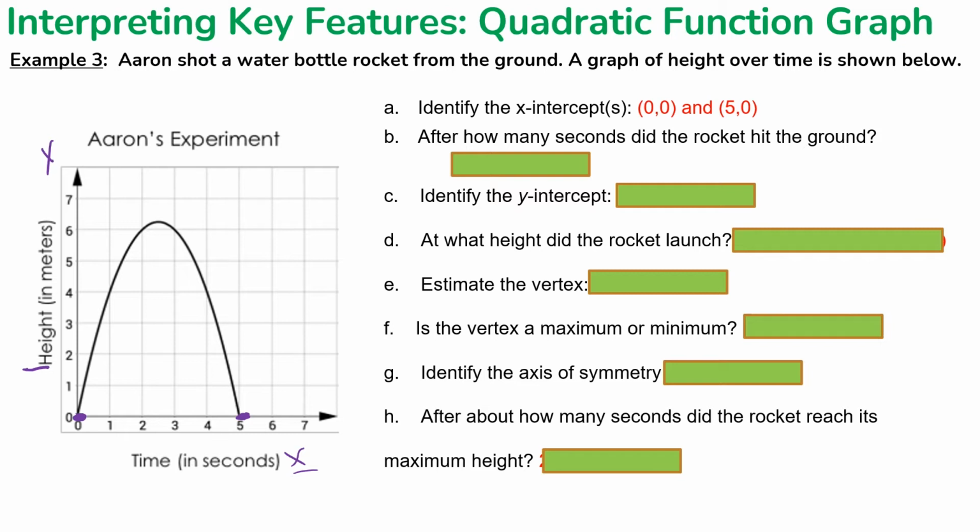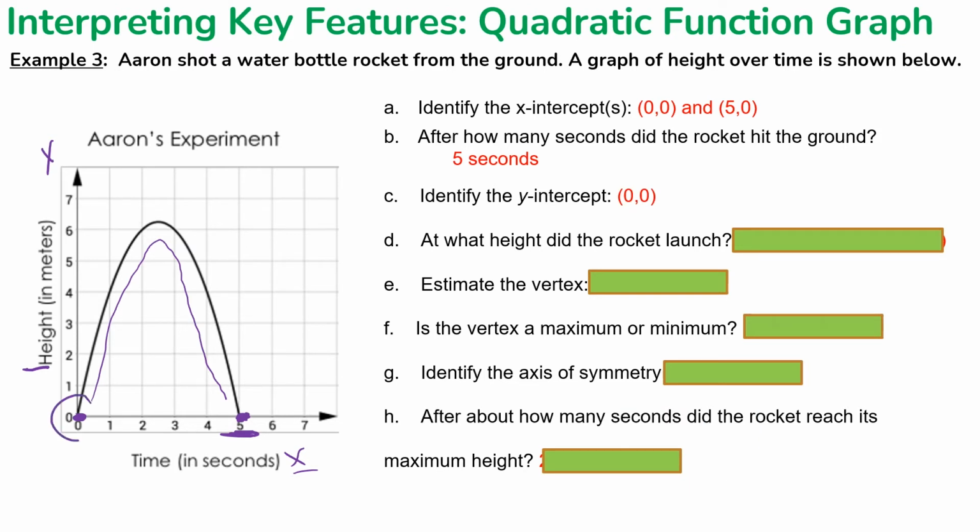After how many seconds did the rocket hit the ground? That would be at 5 seconds because the rocket went up and then it went down, and our total time where it stopped was at 5 seconds. Let's identify the y-intercept. It would be at (0, 0) because that is where the graph intersects the y-axis and also where it starts. For D, at what height did the rocket launch? Well, it launched at 0 meters. It launched from the ground because it started out at 0. All right.